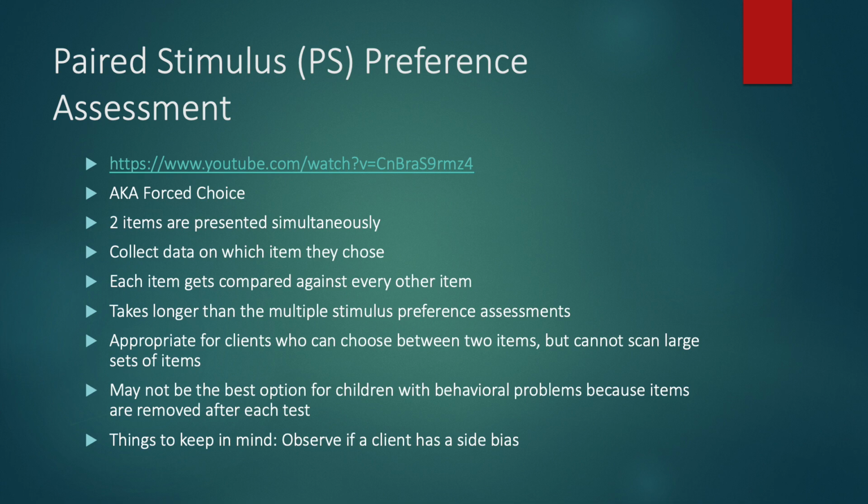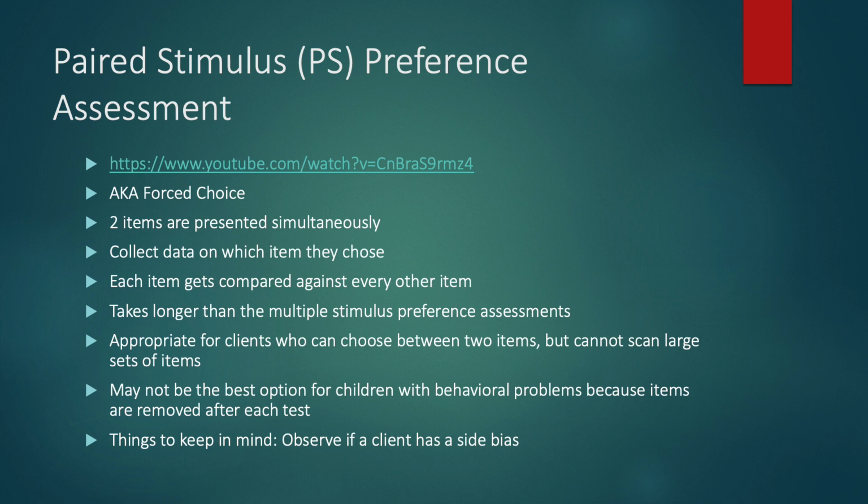And what's going to happen is a data sheet will help guide you on how to pair those specific items together. So like I mentioned, each item is going to get compared against each other, and you're going to run through multiple trials of pairing different items together and collecting data on which item the individual chooses. But basically, once an individual chooses an item, you give them a specific amount of time to engage with that item. And then once that time has elapsed, you remove the item and present your next trial of two items.